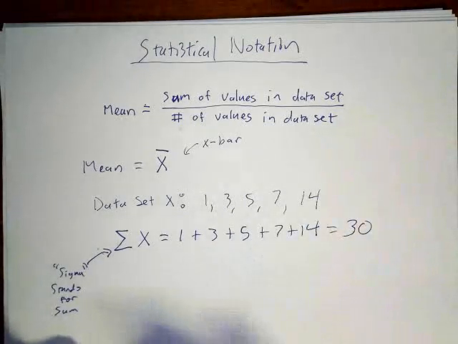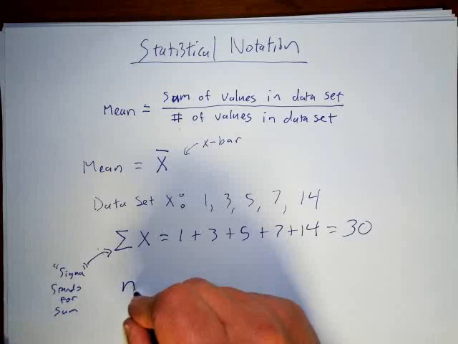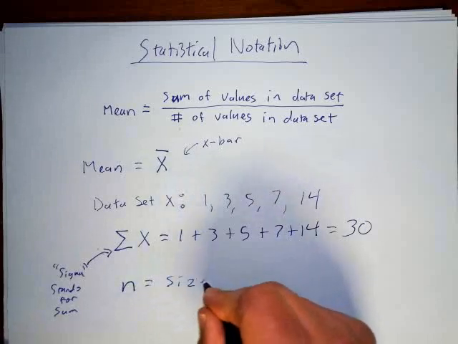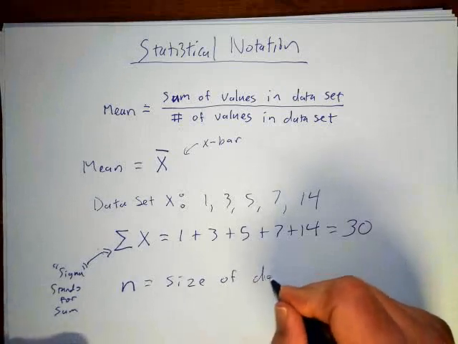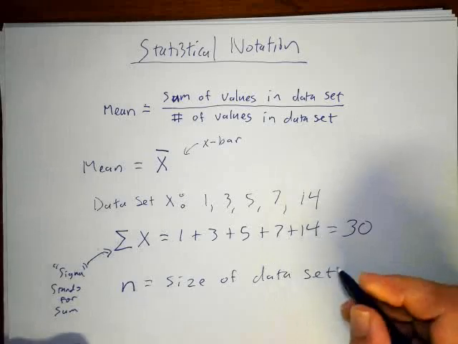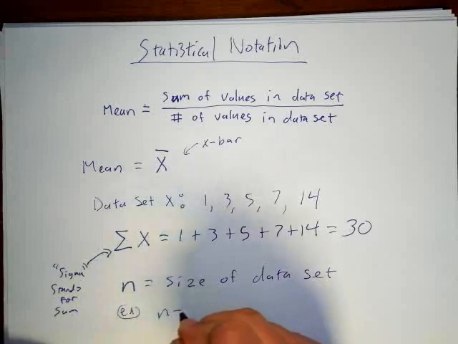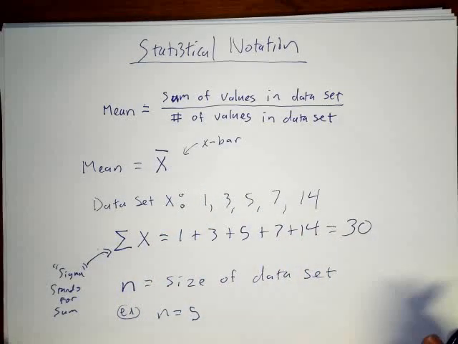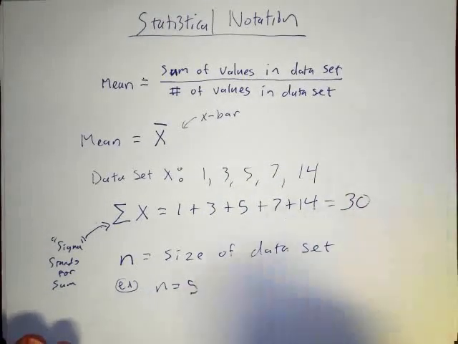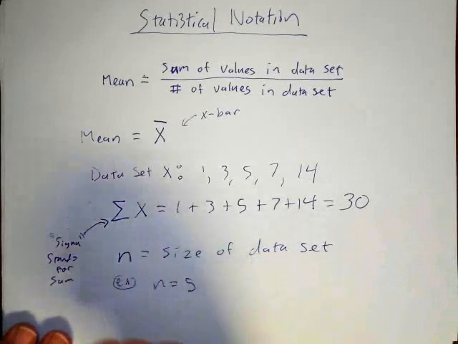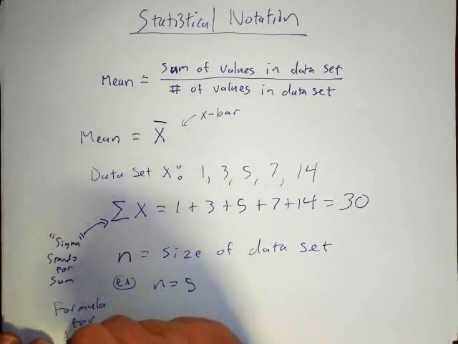Now another notation here is they use N to denote the size of the data set. So when you pull out a sample, in this case N is equal to 5, because there are 5 values in the data set. And now they can put this all together and get the formula for the average.